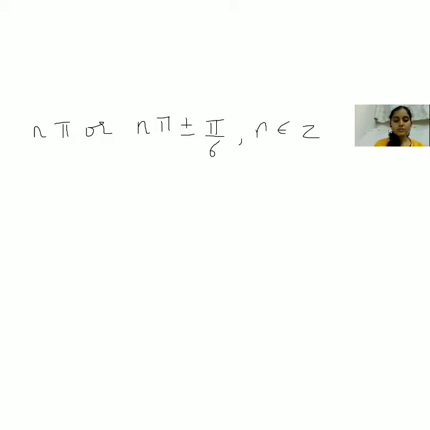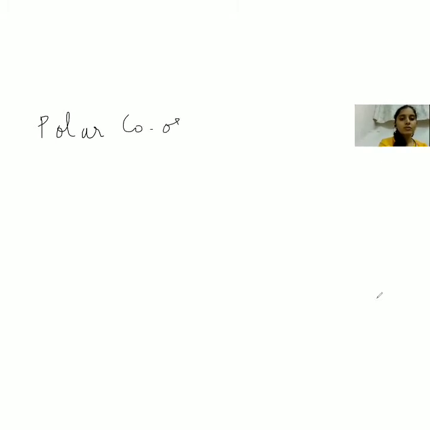Now let us begin with the next part of this chapter. It says solution of triangles. Now, solution of triangles means what? First, we will understand what are polar coordinates. So we'll go on to a fresh page. Let's check polar coordinates. From polar coordinates, what we can recall is r comma theta is called a polar coordinate. Let us say there's a point P, then r comma theta is called its polar coordinate.